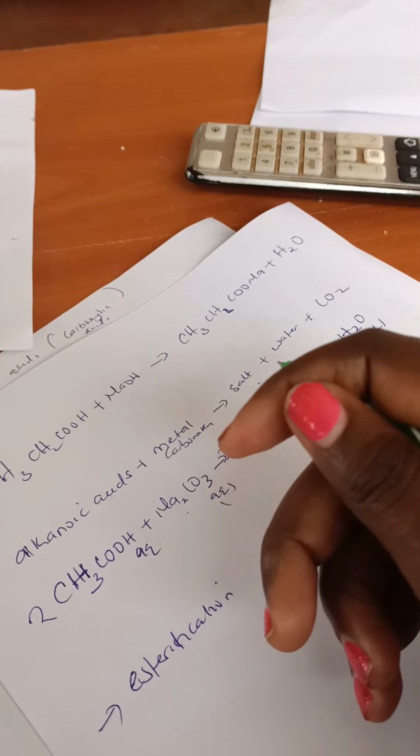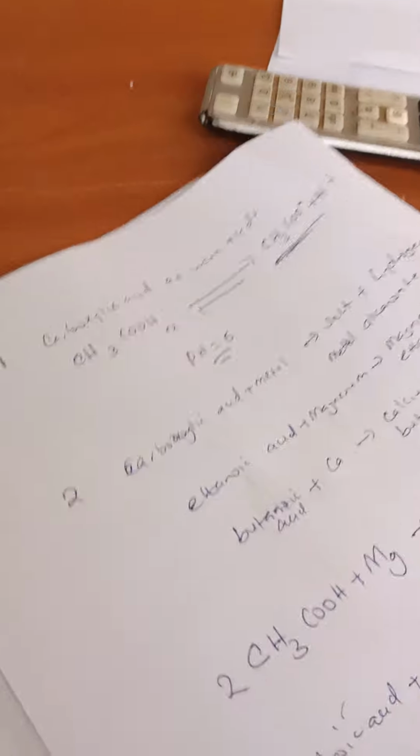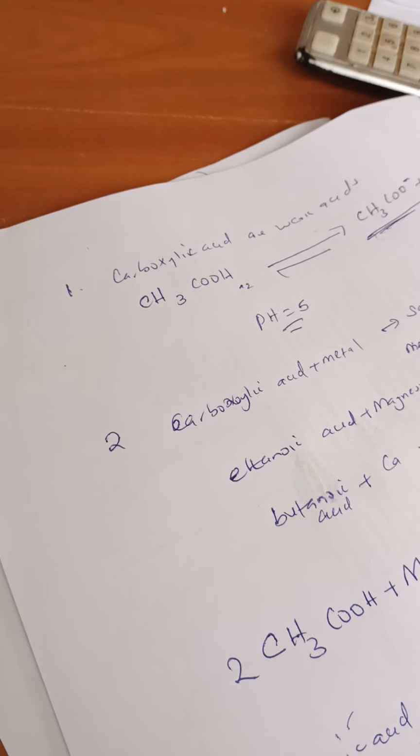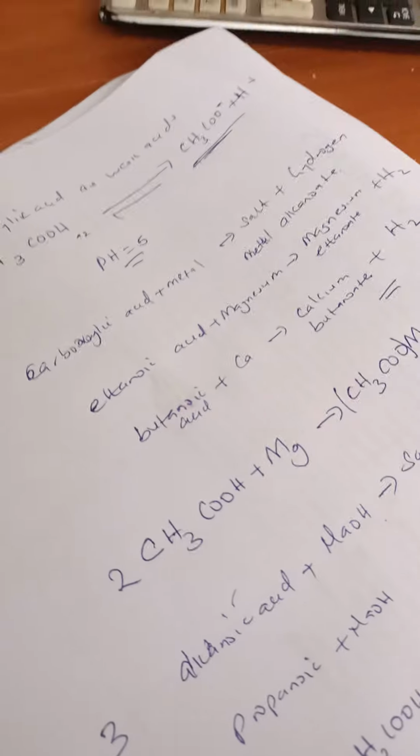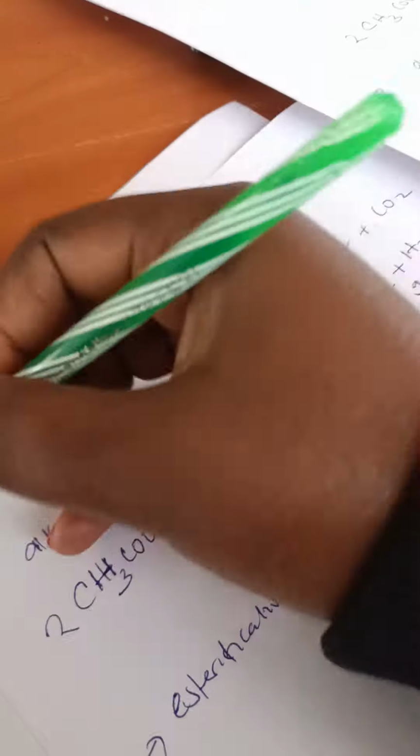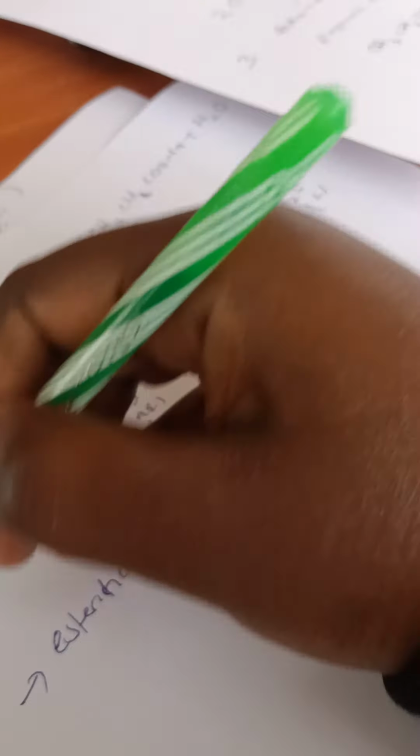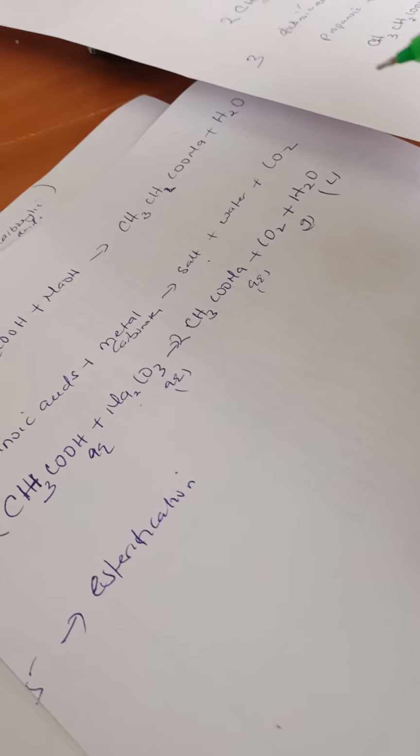So we said there were unique properties. Number 1, carboxylic acids are weak acids. Number 2, they react with a metal. Number 3, they react with sodium hydroxide. Number 4, they react with sodium carbonate. And number 5, esterification.